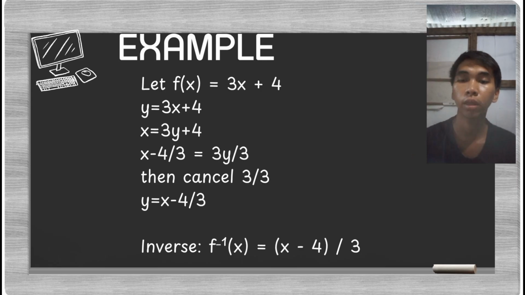Example number 2. Let f of x equal 3x plus 4. Using the steps, you will have f of x equals 3x plus 4. Then y equals 3x plus 4. Then x equals 3y plus 4. Then you will have x minus 4 over 3 equals 3y over 3. Then cancel 3 over 3. We have y equals x minus 4 over 3. And the inverse function is f raised to negative 1 of x equals x minus 4 over 3.